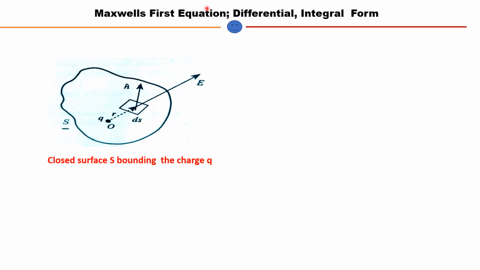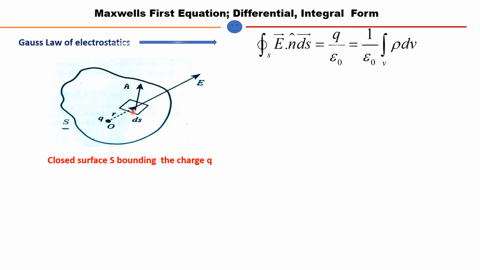This is Maxwell's first equation, that means the Gauss law of electrostatics. So we have a closed surface, just like the previous one for the Gauss divergence theorem, bounding a charge q, and n cap is a unit normal vector to the surface, and the electric field is emanating.